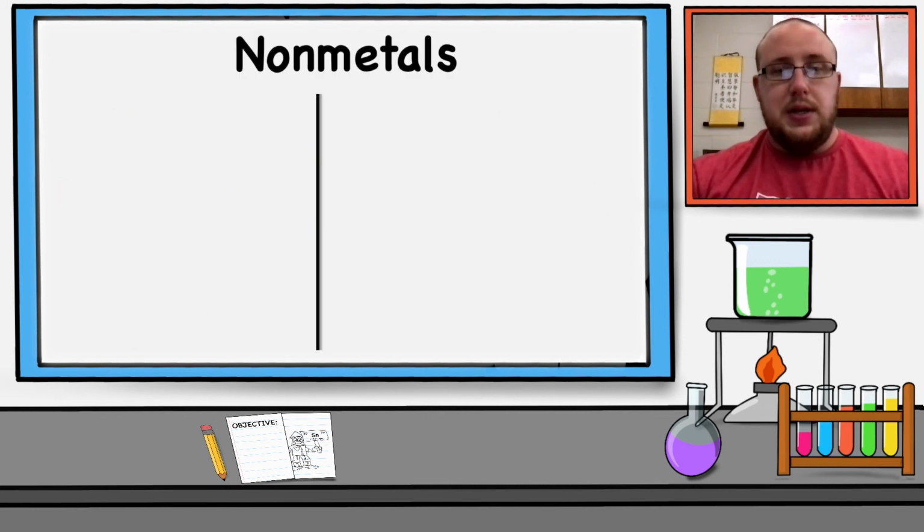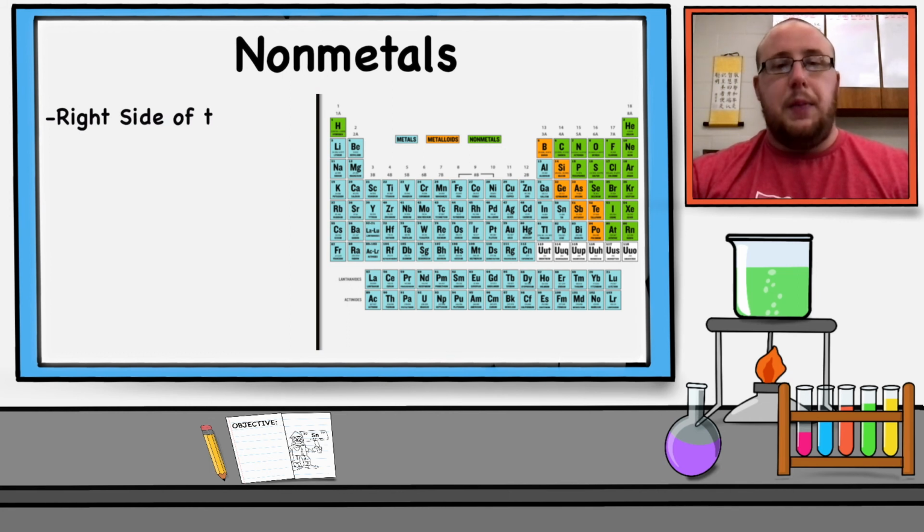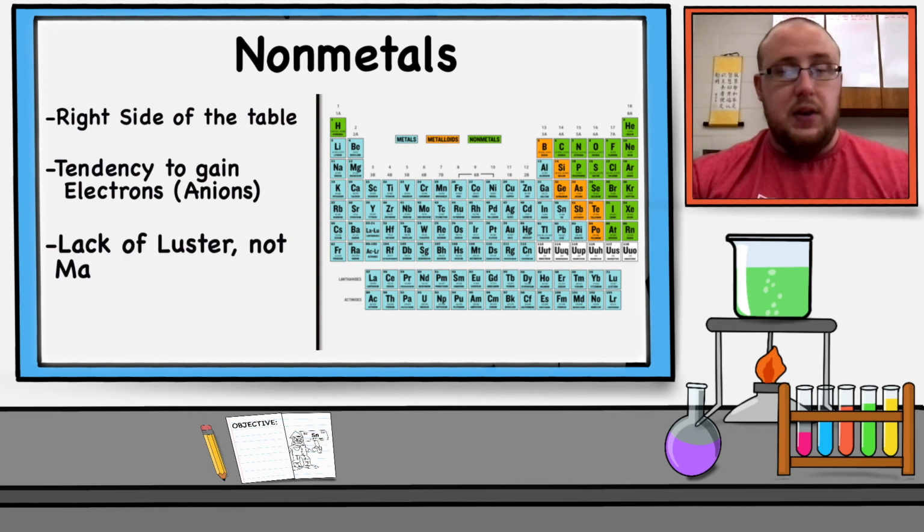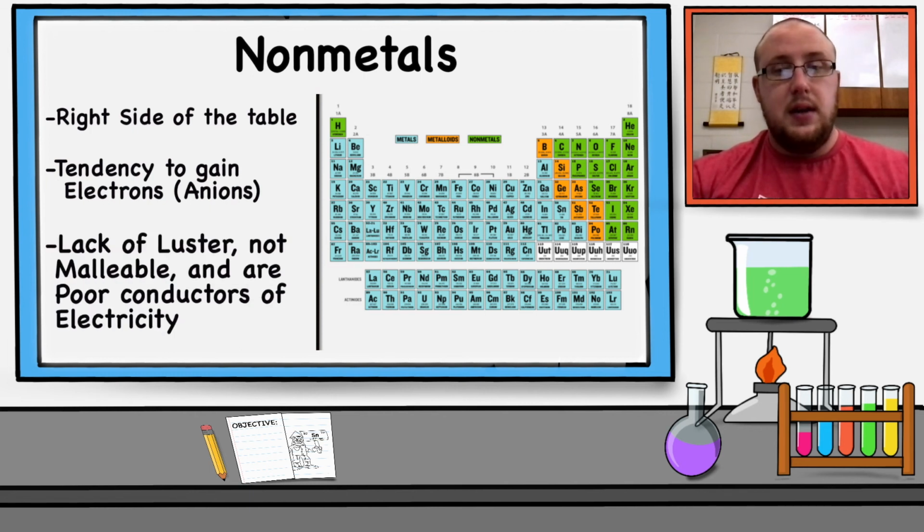The nonmetals are on the right side of the periodic table, and they have a tendency to gain electrons in a chemical reaction. This would mean that these elements have a tendency to become more negative overall and become anions. Nonmetals are characterized by lack of luster, otherwise they're dusty and not very shiny looking. They're not malleable, and they're also very poor conductors of electricity. These are going to be a lot of powdery looking substances. Like pure sulfur, that's going to look more like a green-yellow powder.